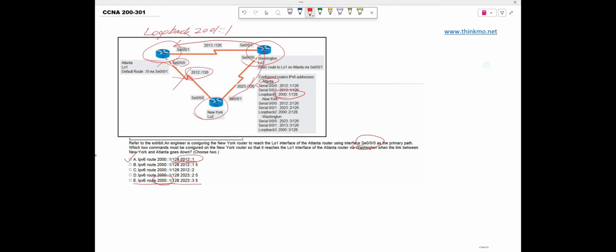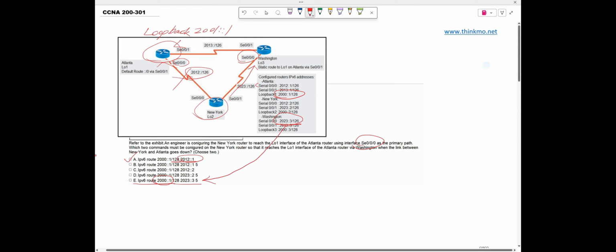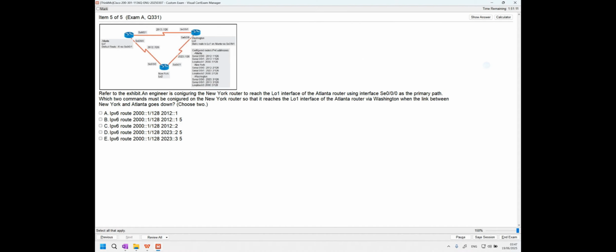So where is our next hop? It's this one, the interface on the right, which is the S0/0 interface on the Washington router, right? Which way do we go? We go via 2023, and this is exactly the next hop, right? So the correct answers for this question are A and E. Let's check the correct answers, A and E. All right, submit.